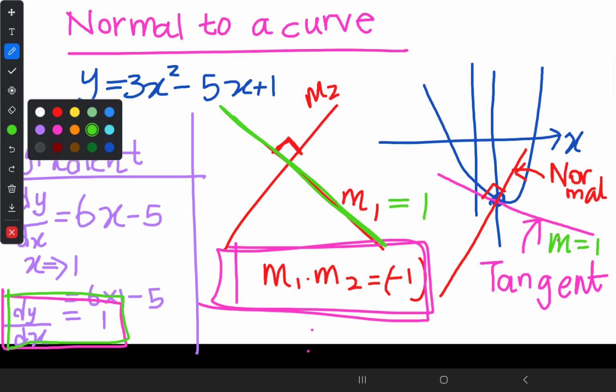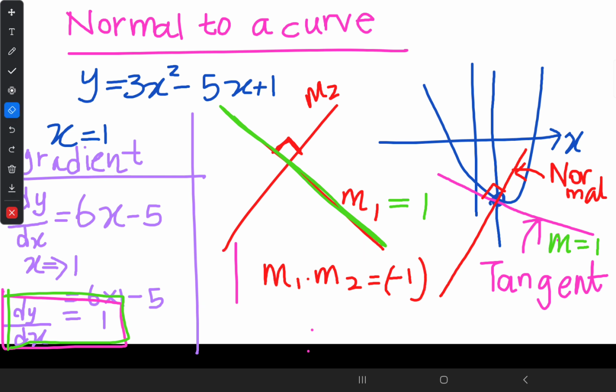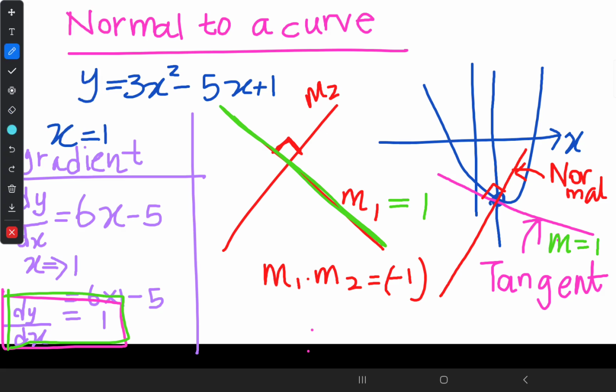We don't know what the exact gradient for our normal is. That's the thing we are going to find. For that, let's substitute the m1 in this formula to get our m2 value, the respective gradient for our normal. So m1 is indicated by number 1, and m2 is the thing we need to know.